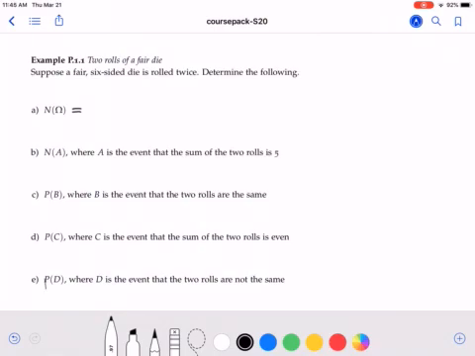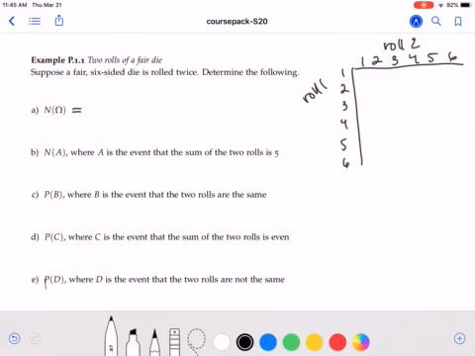Since we're going to be dealing with the dice problem for a little bit here, the easiest thing to think about is making a grid. We could have our roll 1 and our roll 2, and we have all the options for roll 1 of 1, 2, 3, 4, 5, and 6, and then all the options for roll 2, 1, 2, 3, 4, 5, or 6. So this would represent rolling a 1 and a 1, a 1 and a 2, a 1 and a 3, a 1 and a 4, and so on.